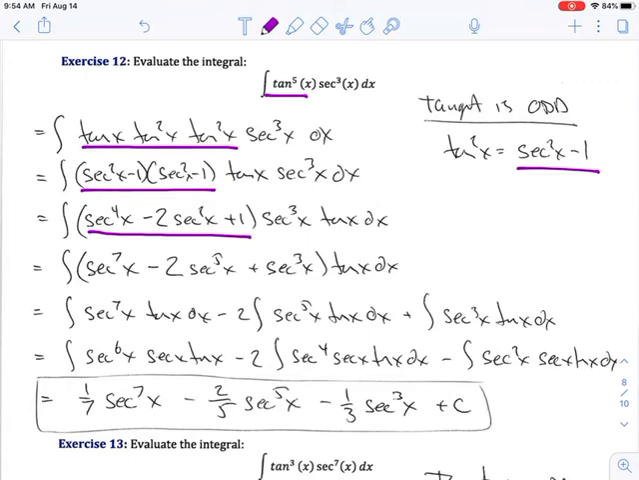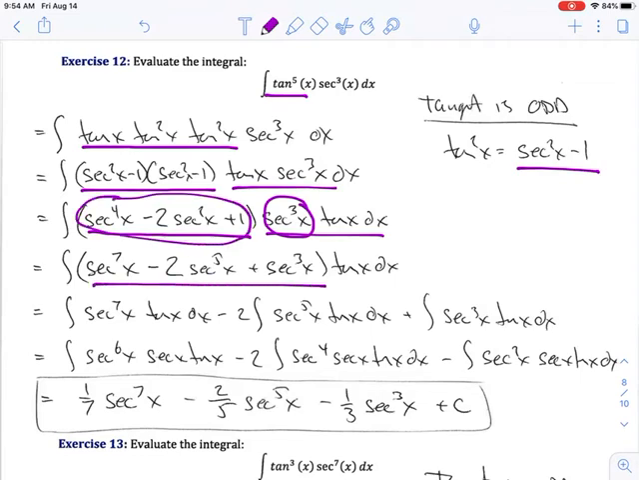And times this stuff right here. And I just put the tangent out at the back end. Now what I'm going to do is multiply the secant cubed through all of this to get this. Okay, so secant to the fourth times secant cubed is secant to the seventh. Then we get a secant to the fifth. And then 1 times secant cubed is a secant cubed. All times tangent of x.